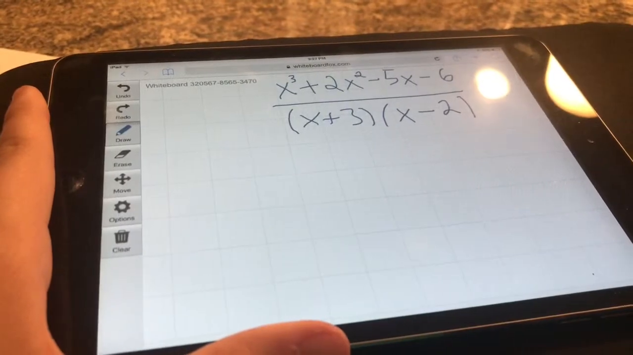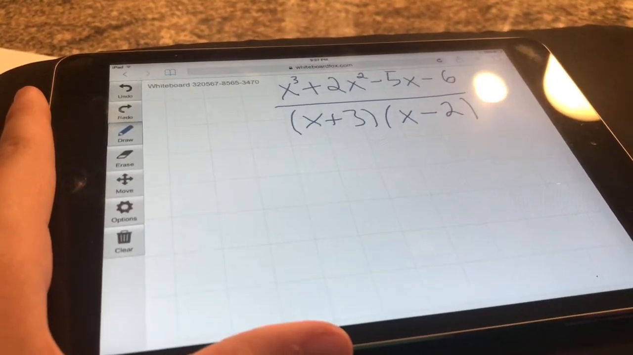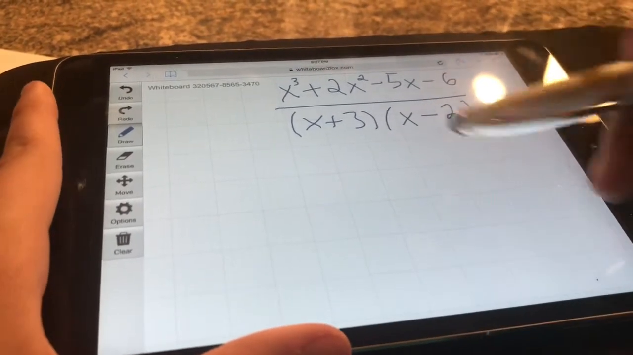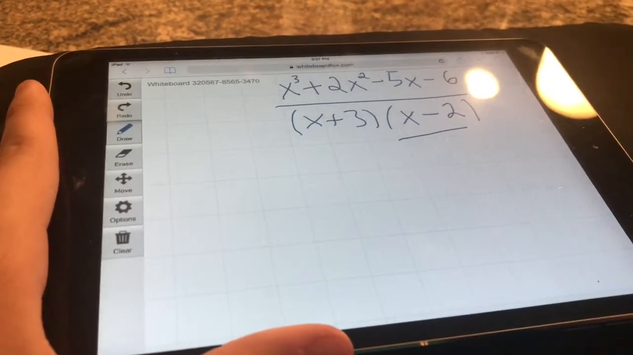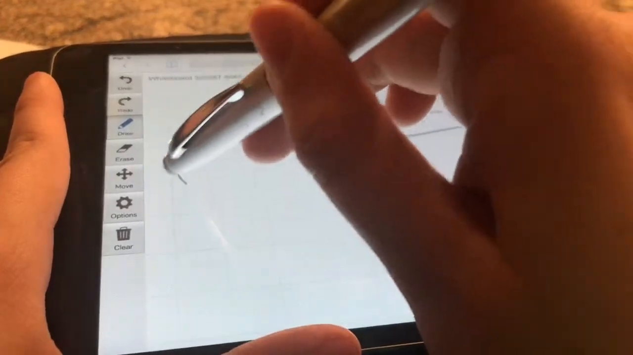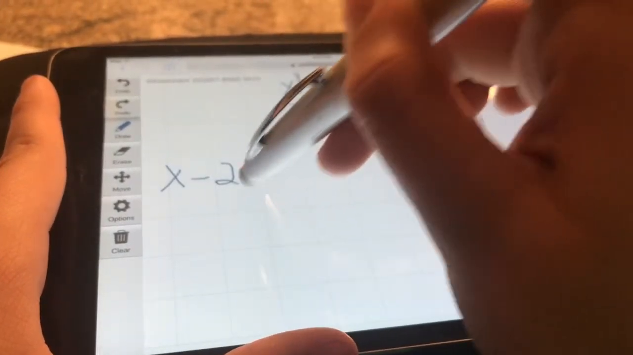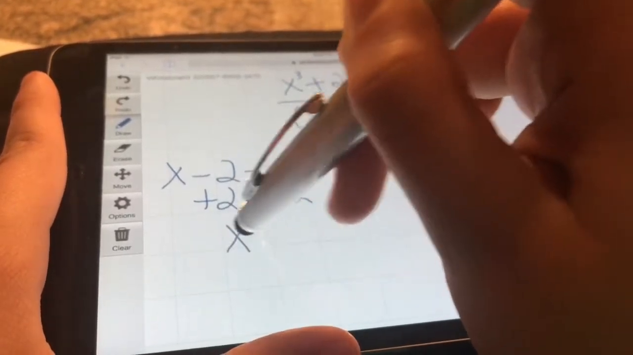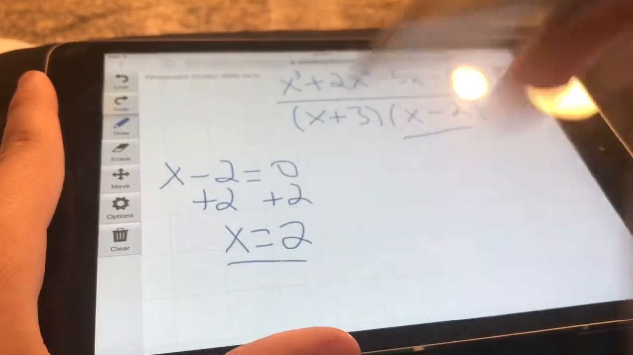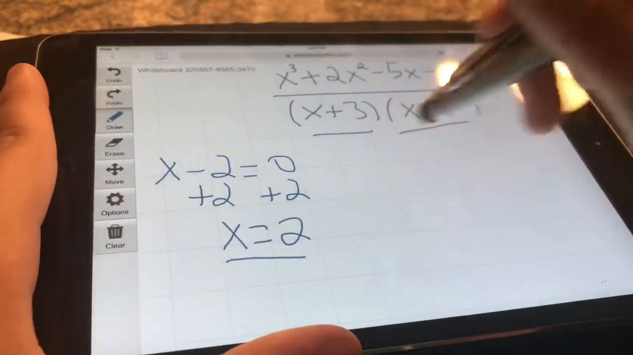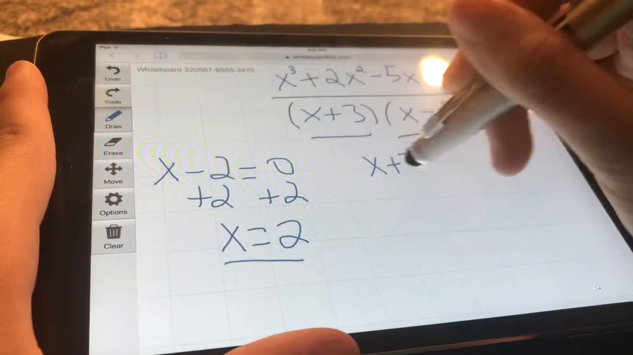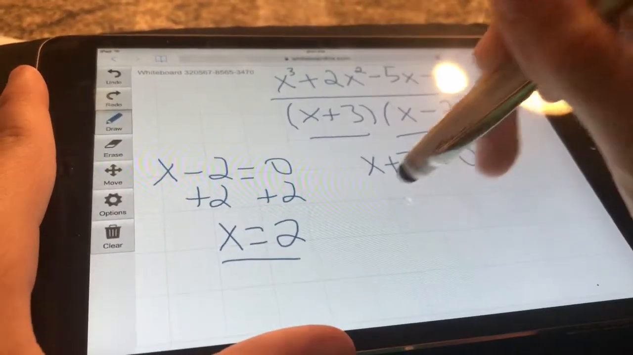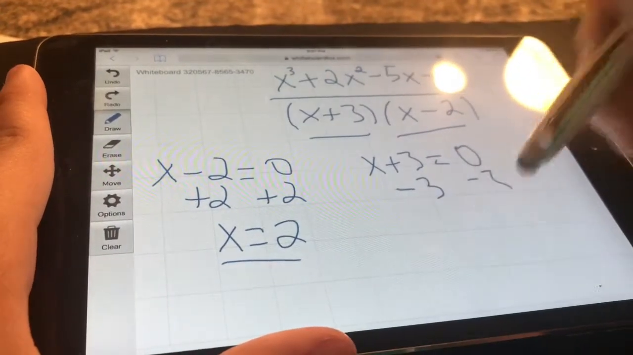Okay, so for our third and final problem, it's again a little bit different, but it starts out the same. So you're going to take one of your roots. I'm just gonna choose this one. So you have x minus 2, you set it equal to 0, you add the 2, x equals 2. And then you wanna do the same thing with your other root. So you have x plus 3, set it equal to 0, and then you have minus 3.